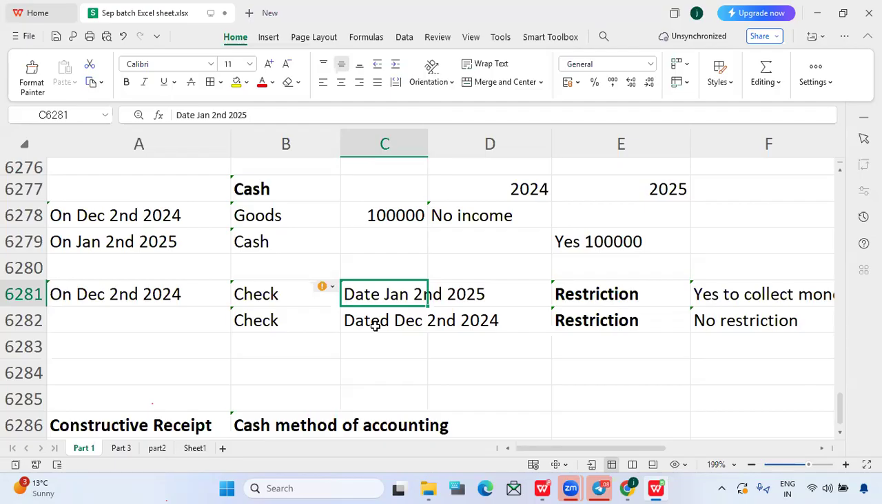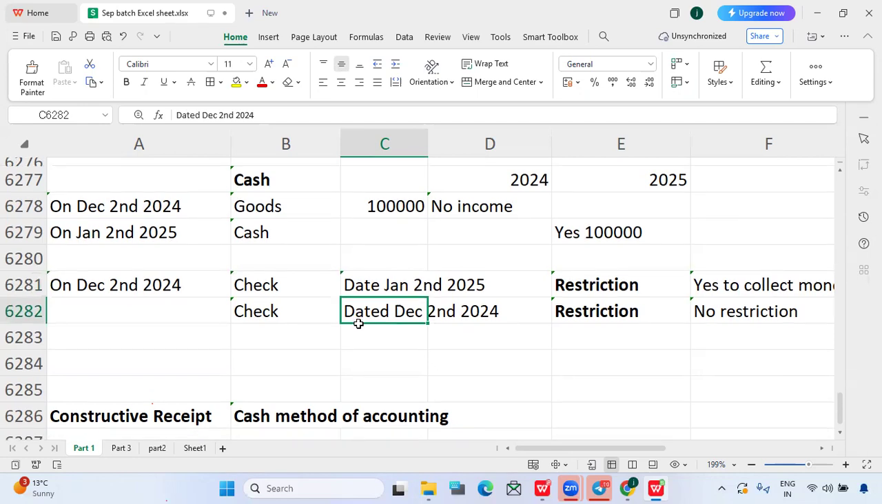So on January 2nd, do we have any restrictions? No restrictions on January 2nd. So you consider it as income on January 2nd. Second case, do we have any restrictions? No restrictions. So can I consider it as income on December 2nd? Yes, absolutely. Because if you want to collect the money on December 2nd, you can collect on December 2nd itself. So no restriction in this case.